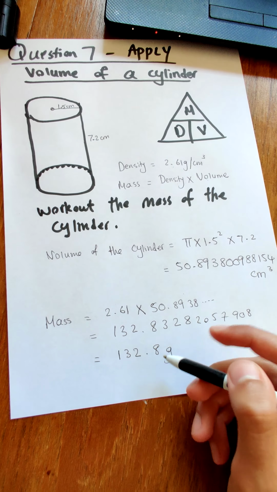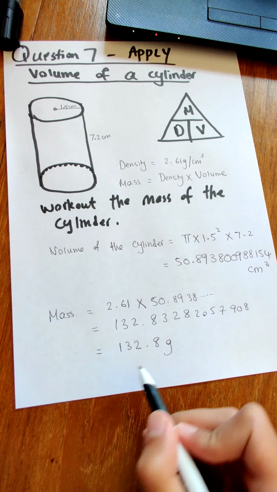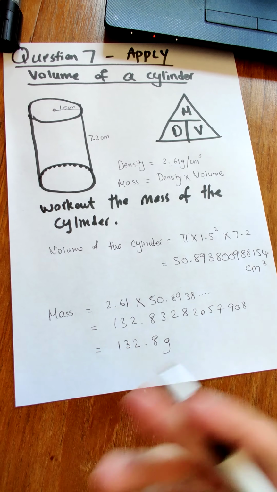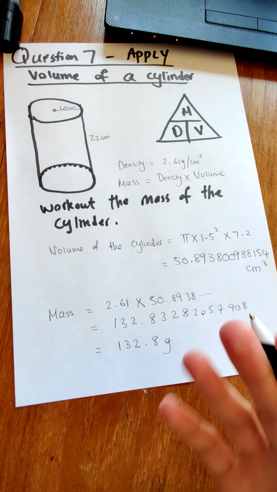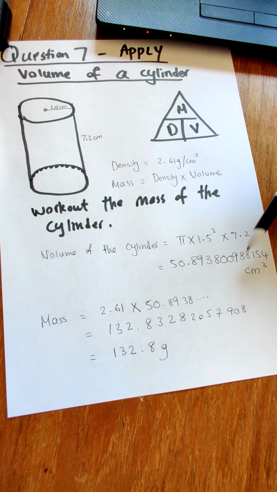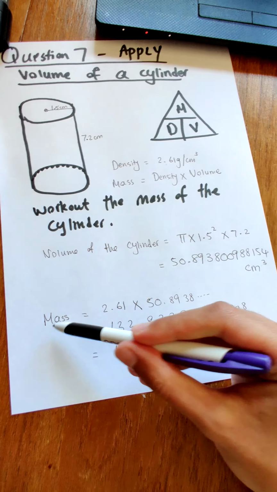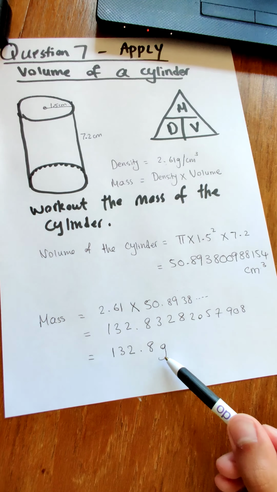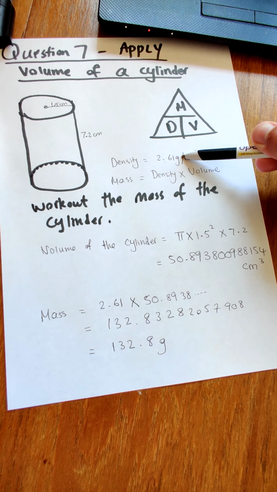grams. Okay, so the mass is weight. Remember, mass is weight, so it's going to be in units of grams, because in the question we had the density is grams per centimeter cubed, and the volume is centimeter cubed. So the mass will be grams for this specific question, because the density was in grams. Okay.